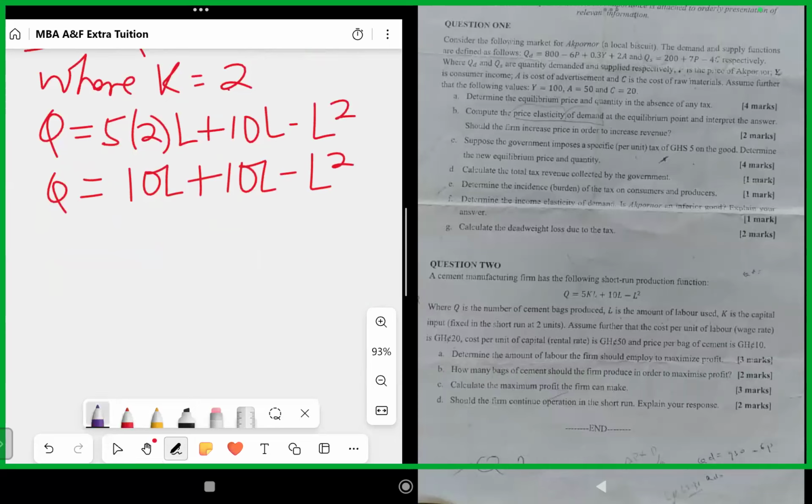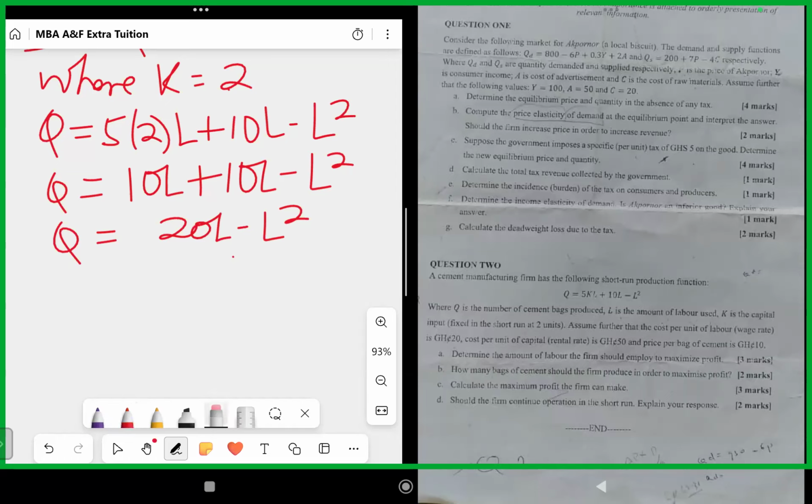So I'm going to have here K equals 10L plus 10L will give us 20L minus L squared. So now I've reduced the former equation, or the initial original equation, which had a K in it, to an equation or function of K against L. Why? Because K is on the left-hand side, L is on the right-hand side. So it's an equation of K against L, having substituted the 2 for the K.